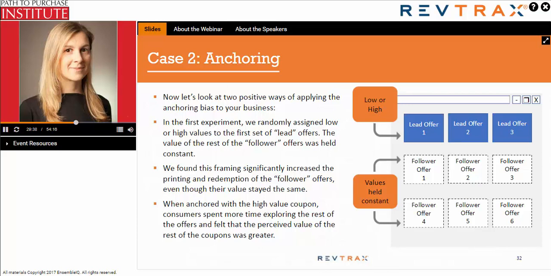And we also saw that people spent more time exploring the coupons, so they were motivated to see what the rest of the offers are. And you can see the underlying implications of this experiment very easily.